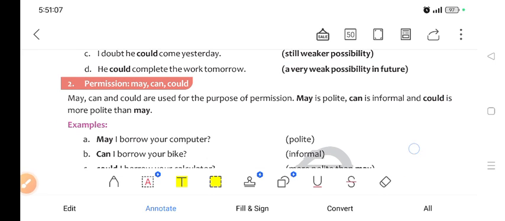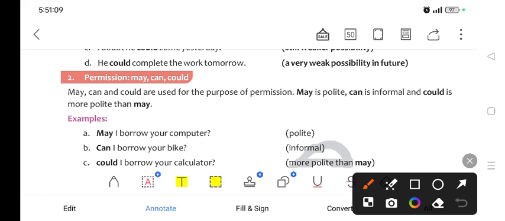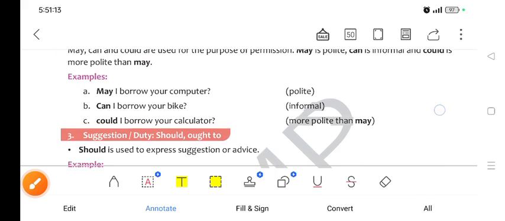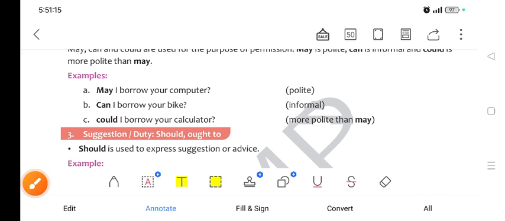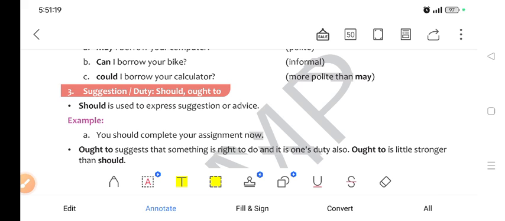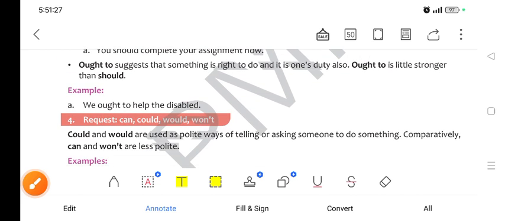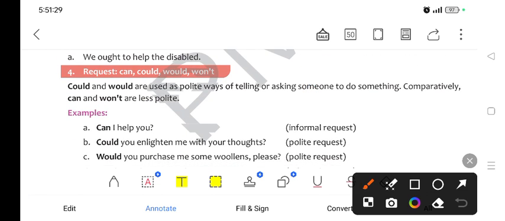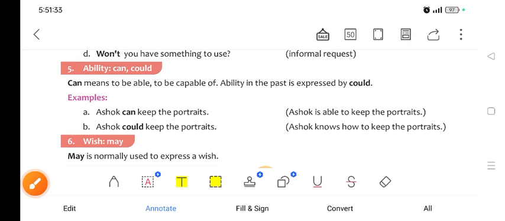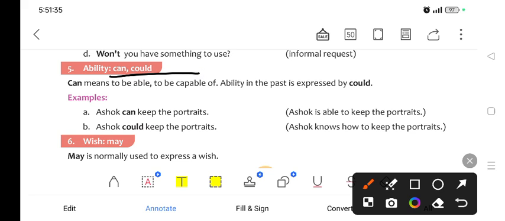If you want to seek permission, you can use may, can, could. Okay, so can is informal, may is polite, and could is more polite than may. Suggestion: you could use ought to and should. For example, you should complete your work. And for request we use can, could, would, won't. Then for ability we could use can and could.